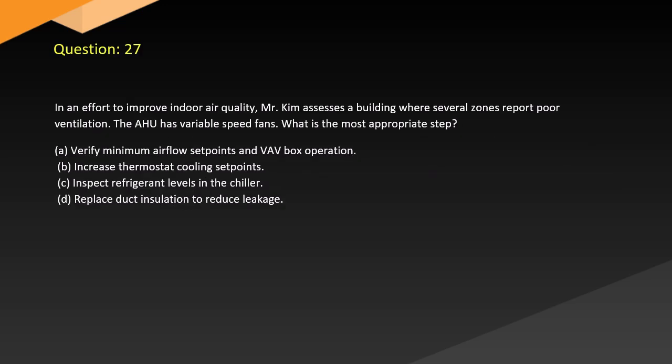Question 27. In an effort to improve indoor air quality, Istakim assesses a building where several zones report poor ventilation. The AHU has variable speed fans. What is the most appropriate step? A. Verify minimum airflow set points and valve box operation. B. Increase thermostat cooling set points. C. Inspect refrigerant levels in the chiller. D. Replace duct insulation to reduce leakage.